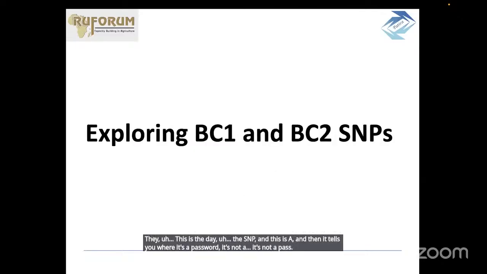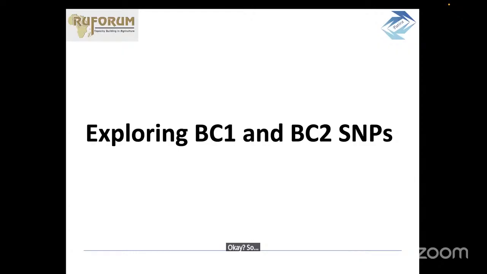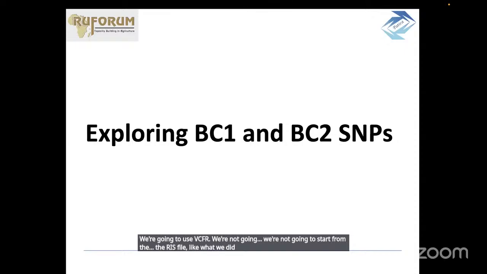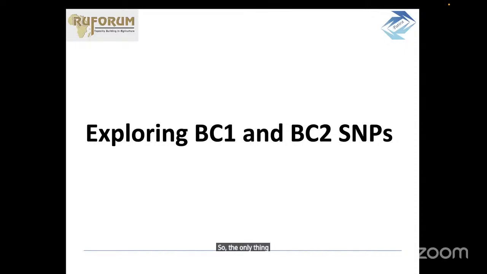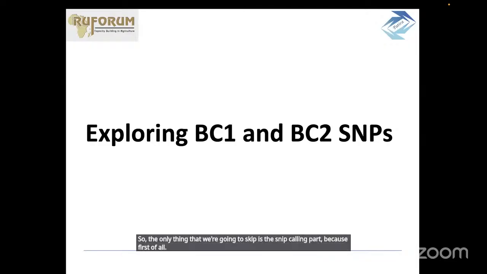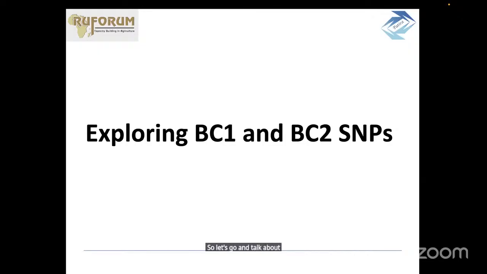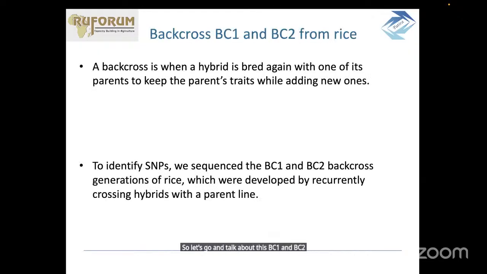Okay. So we're going to use the VCF file. We're not going to start from the reads file like what we did for RNA-seq. We already know the process. So the only thing that we're going to skip is the SNP calling part, because first of all, it takes a long time, and I was not able to get the permission to use it. So let's go and talk about these BC1 and BC2 SNPs.